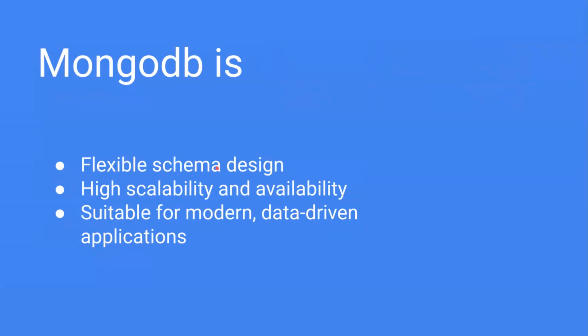So in conclusion, MongoDB has a flexible schema design that allows it to store structured and unstructured data. It is highly scalable and available due to its built-in feature of dividing the database into multiple clusters and doing data replication on its own. This is the most suitable database to use for modern data-driven applications that use structured and unstructured data.